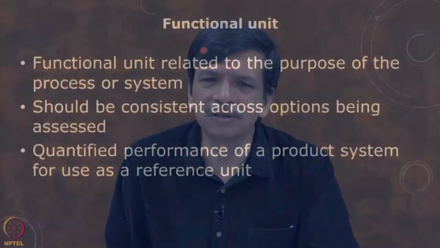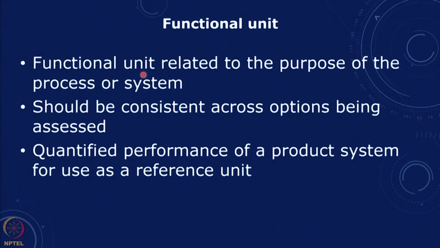So, as I told you, the functional unit is a very important starting point for the LCA. We must define a functional unit which is related to the purpose of the process or system, and it should be consistent across the options being assessed. For instance, if we are looking at a power plant, we may say we want to generate 1 megawatt hour of electricity. Per megawatt hour of electricity, how much is the energy input, how much are the emissions, and then we can compare coal based plants with photovoltaic based plants or wind based plants or biomass based gasification.